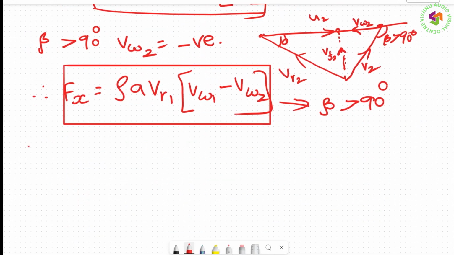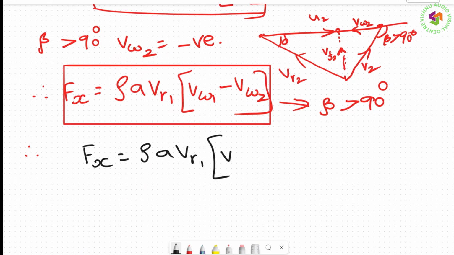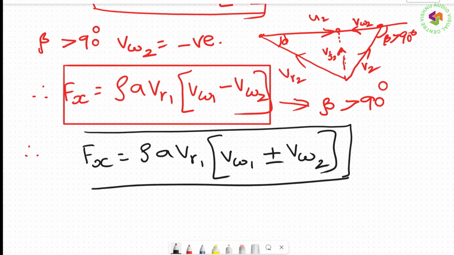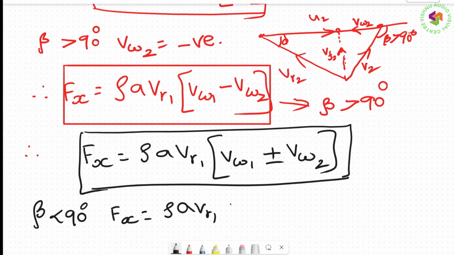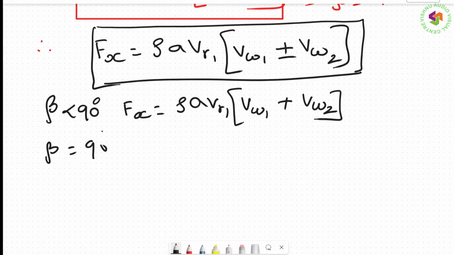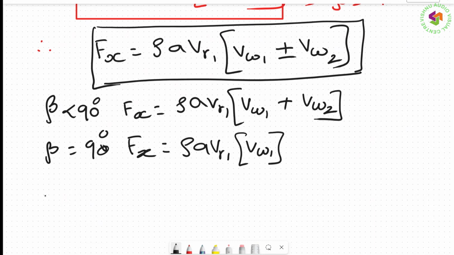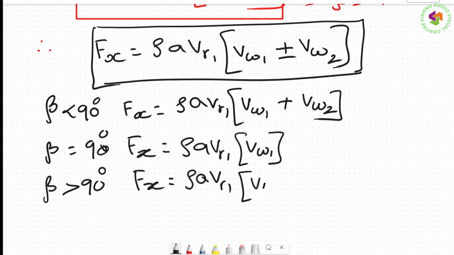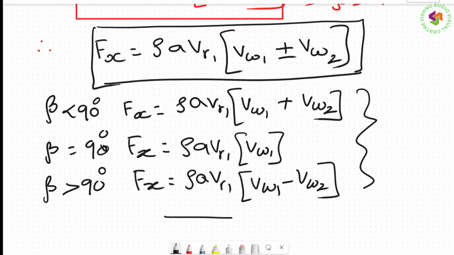So in all the cases, the general equation is Fx is equal to rho A VR1 into VW1 plus or minus VW2. This is the most general application. Here beta is less than 90, then Fx is equal to rho A VR1 into VW1 plus VW2. And beta is equal to 90, then Fx is equal to rho A VR1 into VW1. And beta greater than 90 degrees, Fx is equal to rho A VR1 into VW1 minus VW2. So these are the three cases. With this, the force equation is complete.